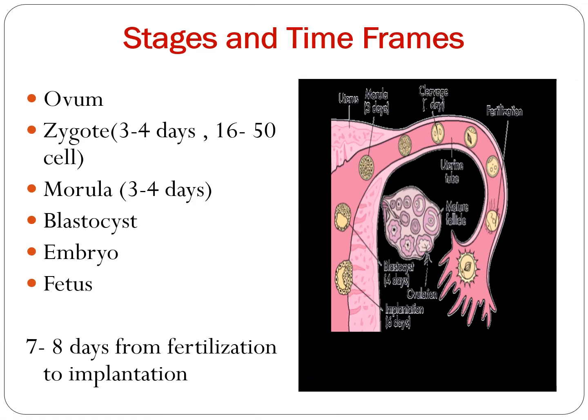The stages and time frame: ovum, the zygote is 3 to 4 days and 16 to 50 cells. Then we've got your morula, 3 to 4 days. We have the blastocyst, the embryo, and the fetus. We have 7 to 8 days for fertilization to implantation.